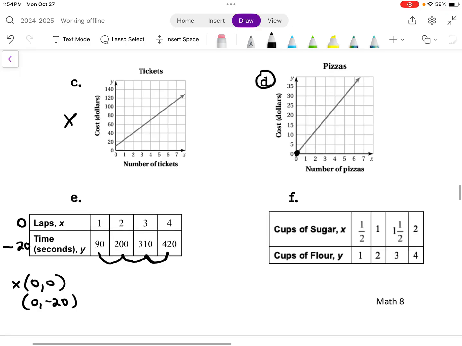So I would say that this is not a proportional relationship. Let's look over at F. So I'm following the pattern. 2, 1.5, 1, 1/2. It's counting by half, so my next would be 0. And then 4, 3, 2, 1, that's counting by ones. My next would be 0. So I would say that that goes through the origin 0, 0. So F would be a proportional relationship.